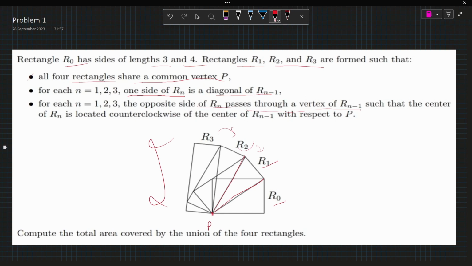Opposite side of Rn passes through a vertex of Rn minus 1. This means that, let's take the R3 rectangle, its opposite sides are like this, so they pass through a vertex of R2, and same for R2, these opposite sides of R2 pass through a vertex of R1. Same for R1 to R0, such that the center of Rn is located counterclockwise of the center of Rn minus 1. This means that, for example, this is the center of this R3 rectangle, and this is the center of R2, so they are moving counterclockwise. This is the meaning of this statement.